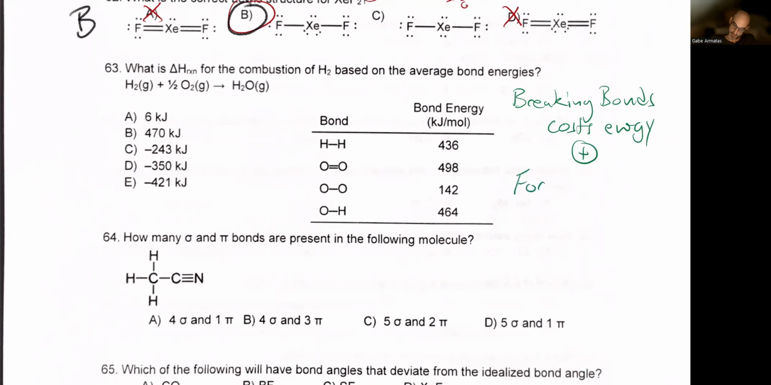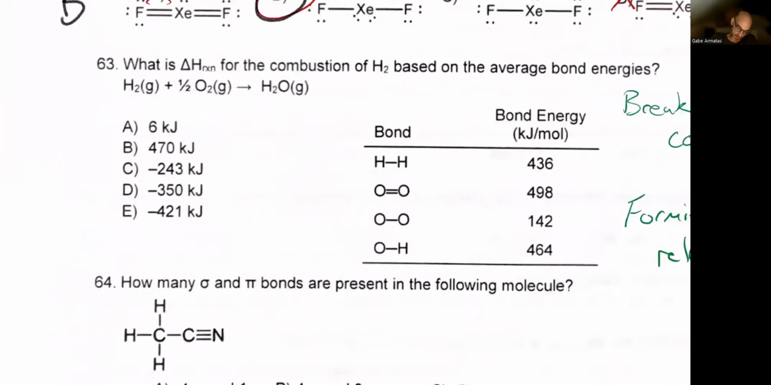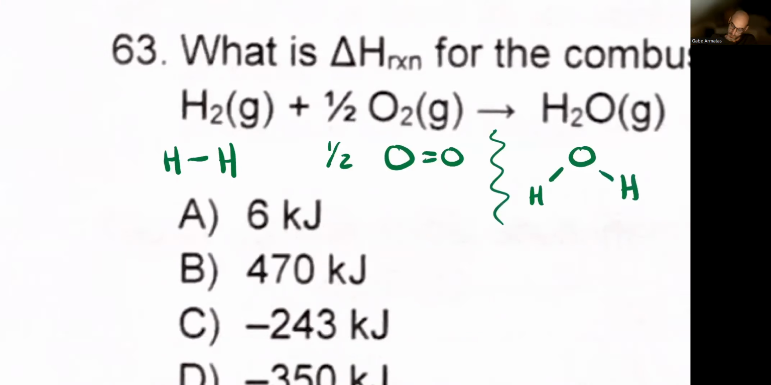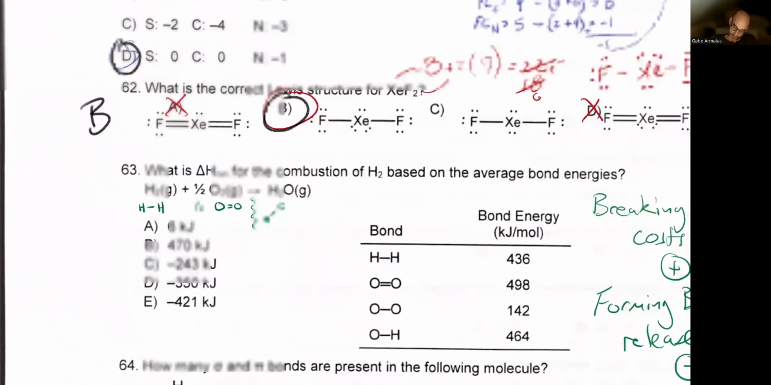Forming bonds is going to release energy. So that is going to be negative. So if we look at this compound, if we look at this formula right here, hydrogen bound to hydrogen, I also have 1/2 of an oxygen bond, which is double bond O. So that is what we're doing, okay?